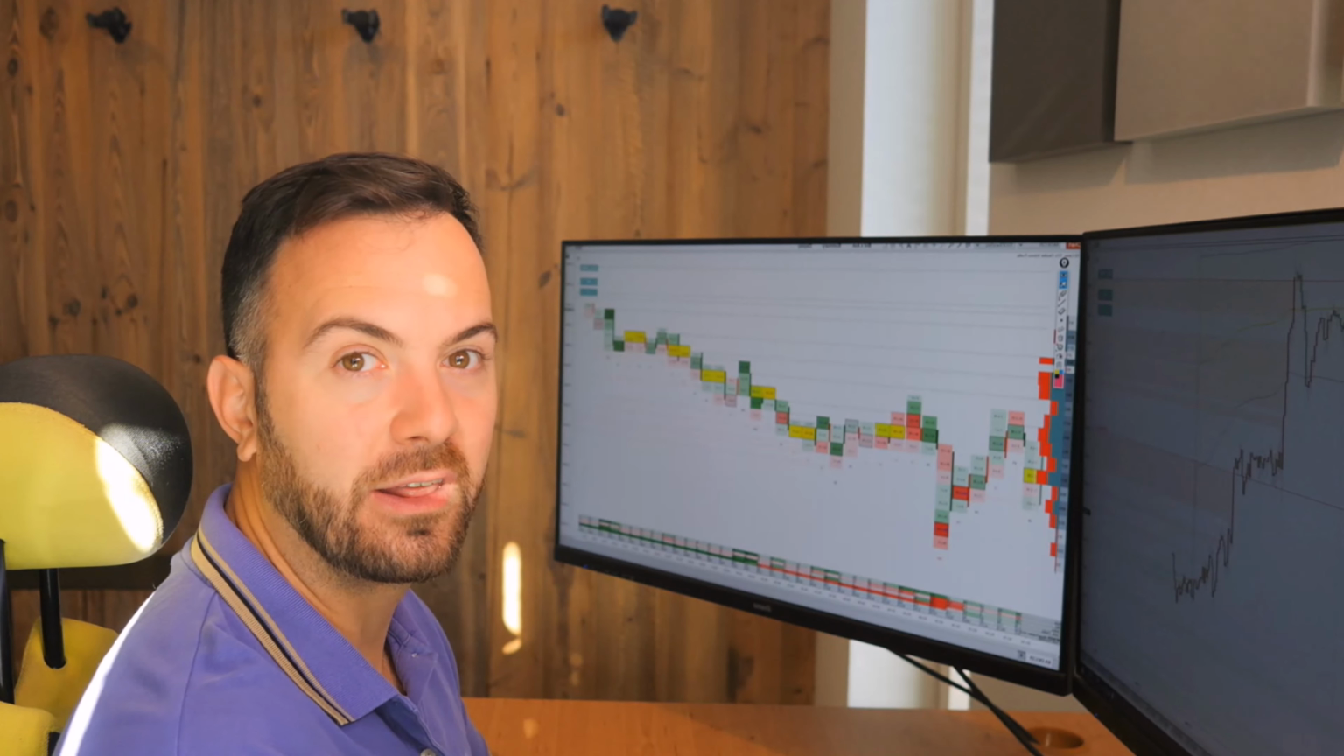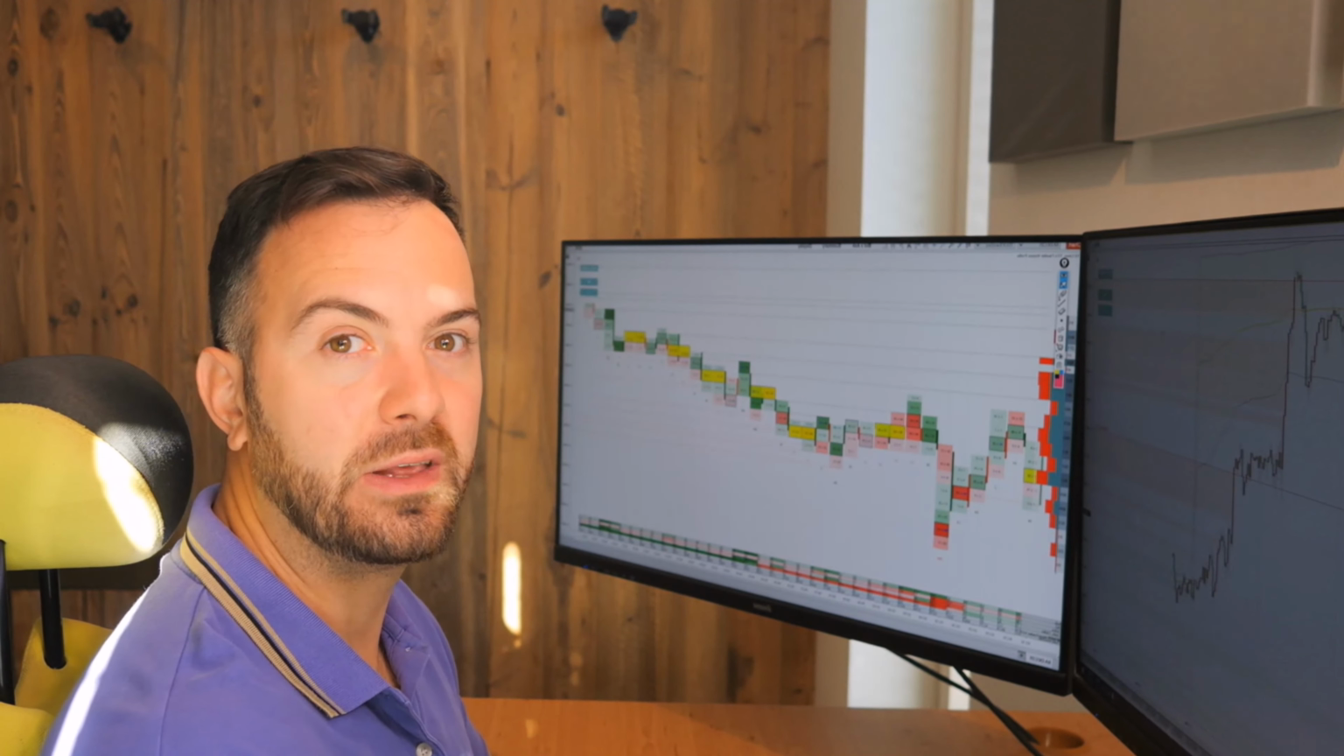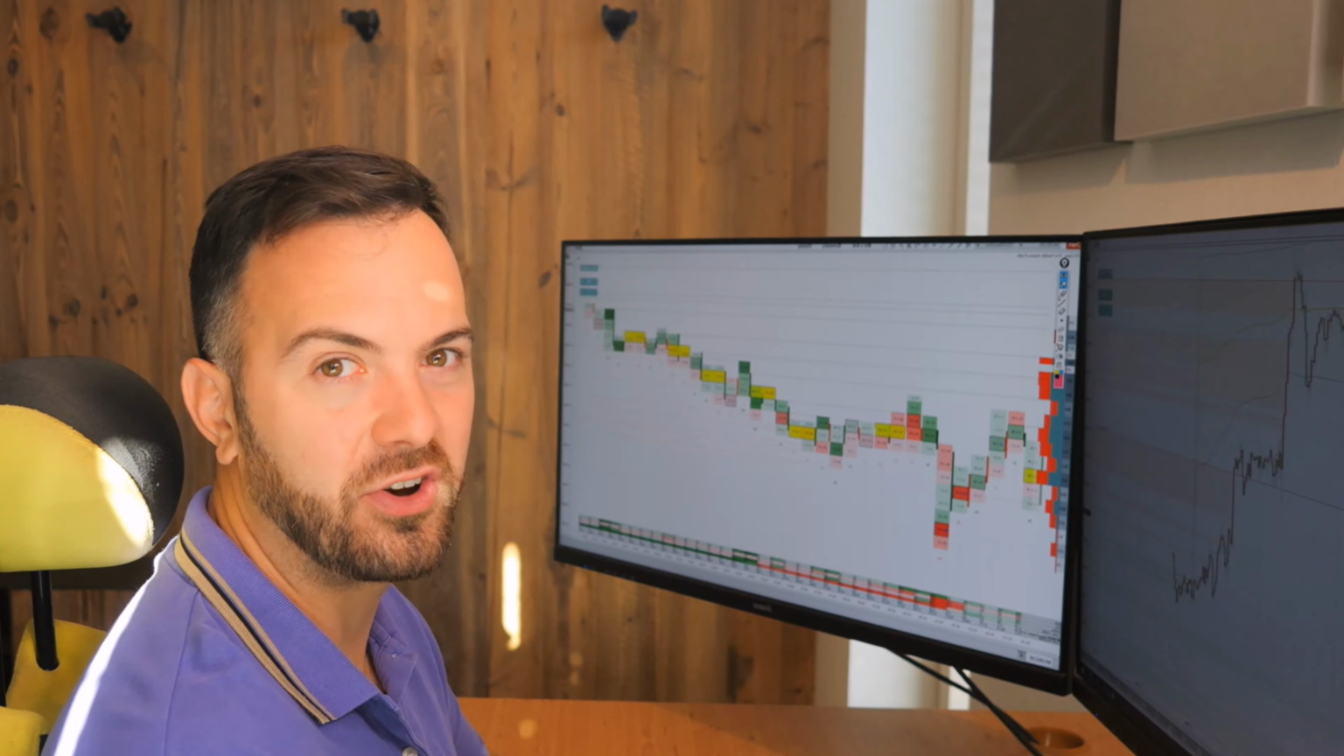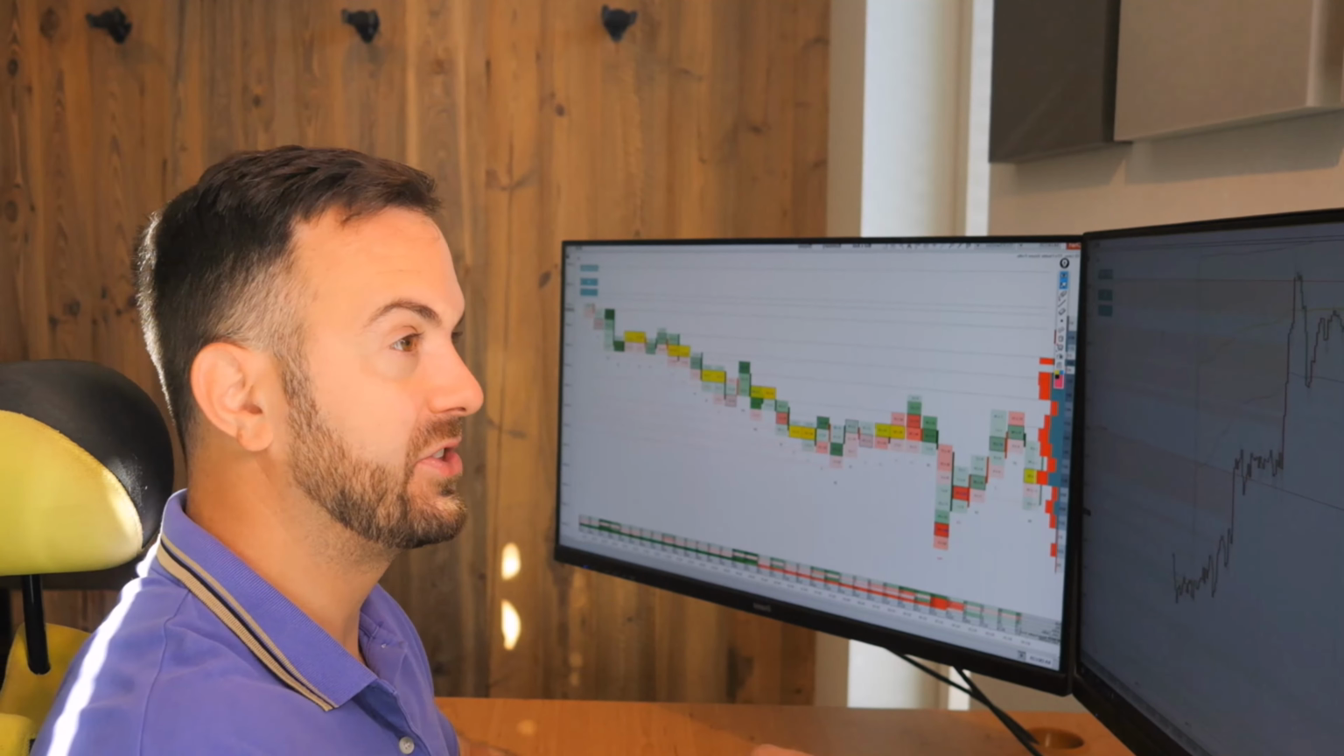Today we are going to look at three trading instruments. The first will be the British pound, then the Canadian dollar, and then a swing trade on the Australian dollar, New Zealand dollar. So let's check it out.